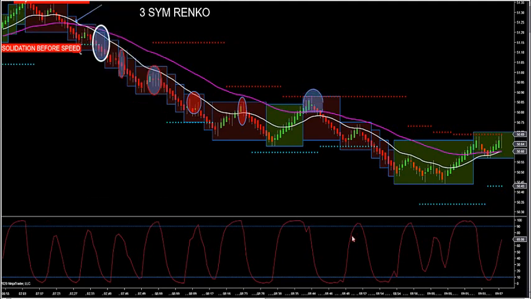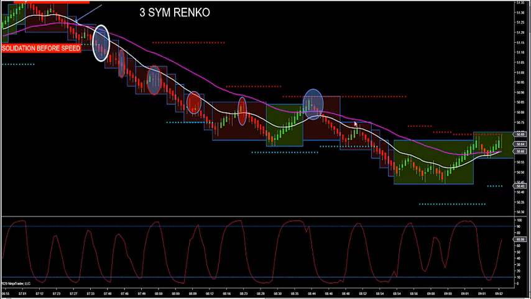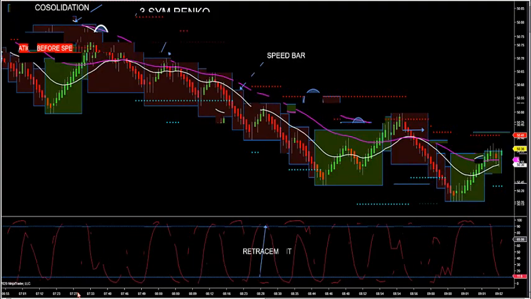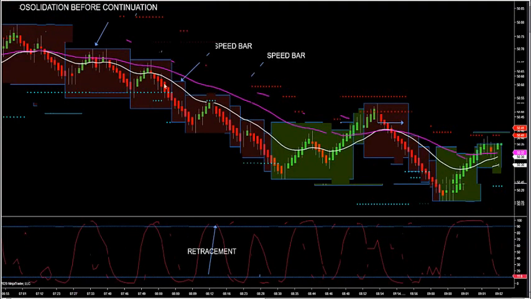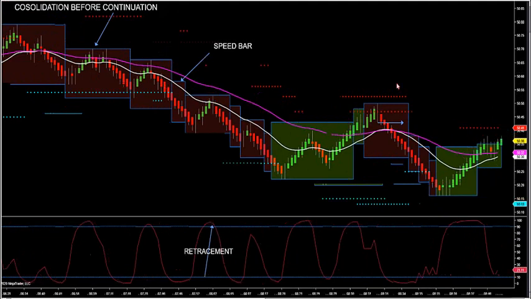I said symmetry dots are resistance. Caught the retracement here, caught the retracement here, all the way down. You had 1, 2, 3, 4, 5, 6, 7 chances yesterday. It was 7 for 7 on the downside. This morning, same thing. You had consolidation before continuation. There's your consolidation bars. The 9 got above that 90%. There's your speed bar. There's your first retracement.